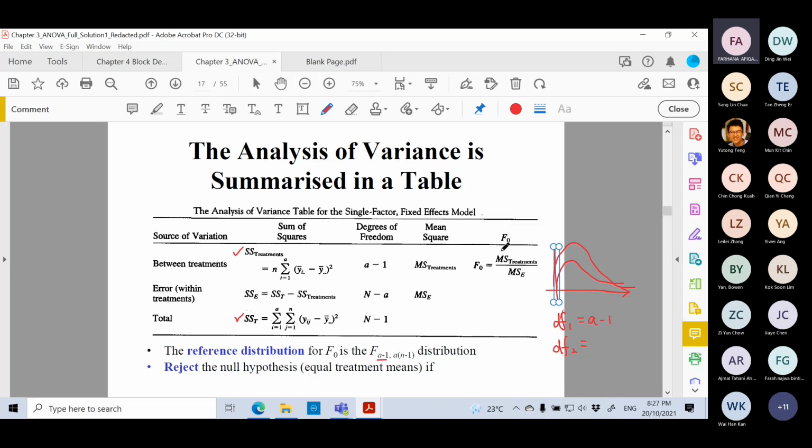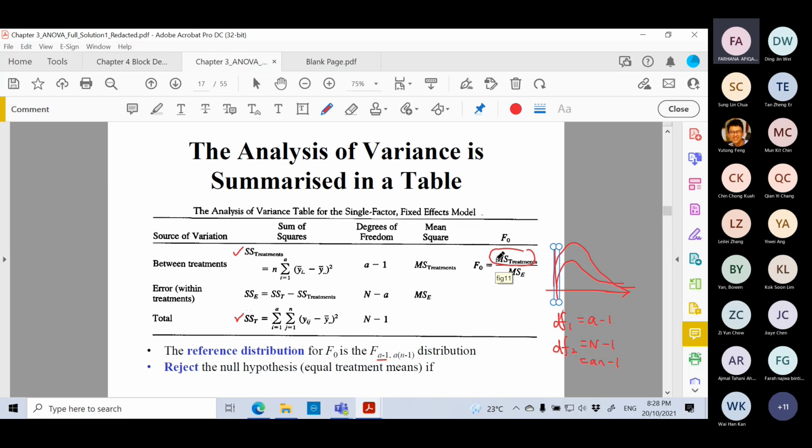How do we know the first degree of freedom? You refer here. This one, MS treatment, has degree of freedom A minus 1. Therefore, the first degree of freedom is A minus 1. At the bottom here, MSE has degree of freedom AN minus 1. Therefore, it is AN minus 1. So this is how it goes from here to here. For students who don't know why they come from the F distribution, you need to recall back. Maybe you need to study more about how the F distribution comes about.